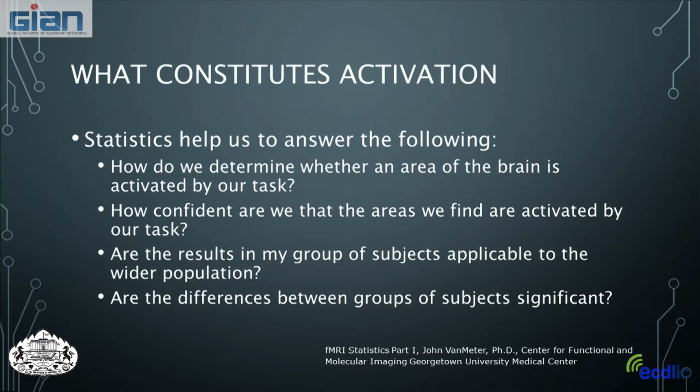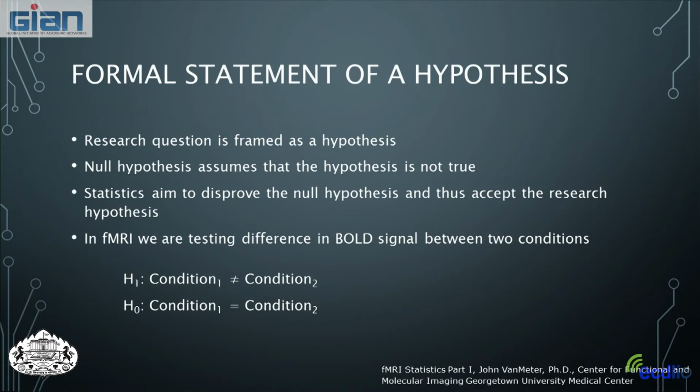Okay, so back to this question now. Once we estimate these parameters, what do we do with them? How do we know whether an area of the brain is activated or not? And again, we're going to use statistics to look at these differences, okay? So we're going to use what's called hypothesis testing. And if you've taken statistics, you've probably seen this already.